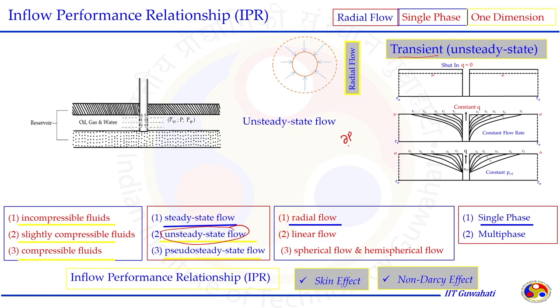Your pressure is changing at a particular location as a function of both position R and time T. And that makes the problem more complex to solve, even for the simplest case of one dimensional single phase and radial flow. So under the transient condition, the system is more complex. And in this condition, the reservoir is infinite acting because the radius mathematically can be considered spread to infinity.